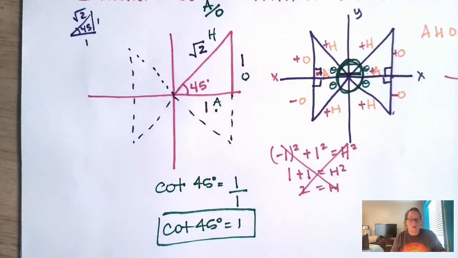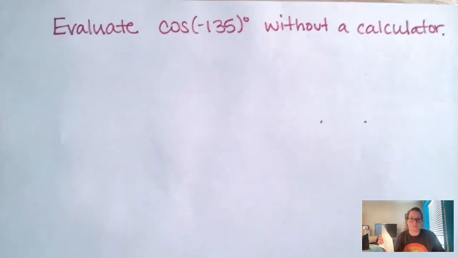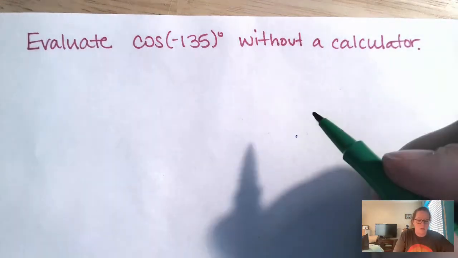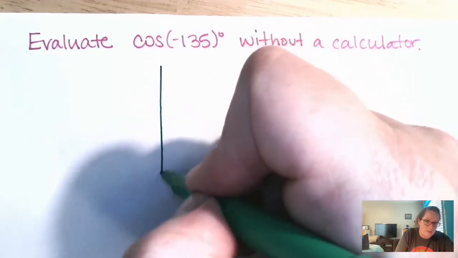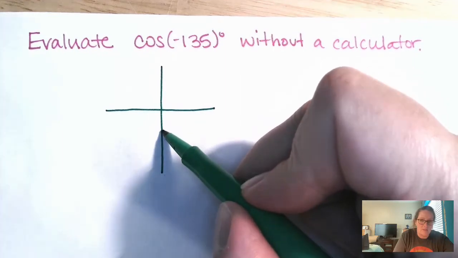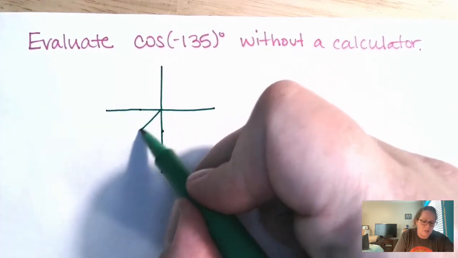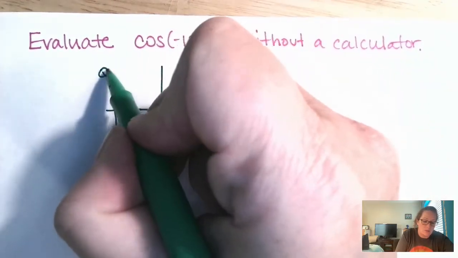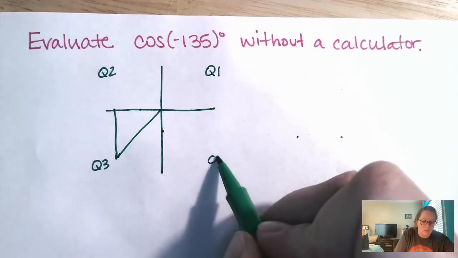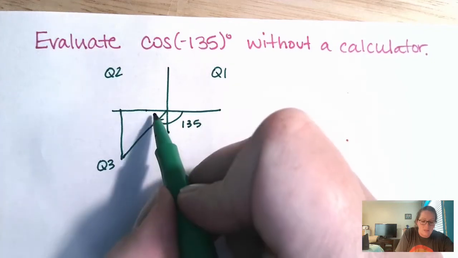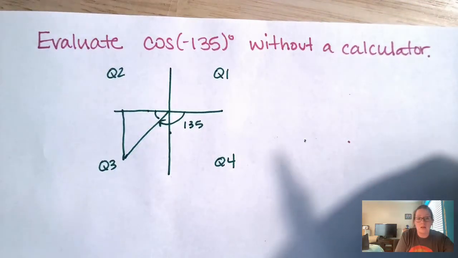All right, let's try another one. Cosine of negative 135. So we got to figure out where negative 135 is. Negatives means we're going down. If I was going down here, that would be negative 90. That would be negative 180. So we're going to be here somewhere in this quadrant. Quadrant 1, quadrant 2, quadrant 3, quadrant 4. So we're going to be this direction. That's 135. What's left over in order to get to 180? 45 degrees.